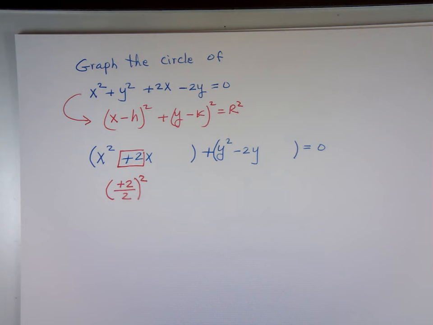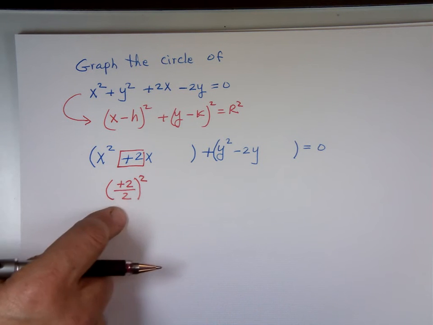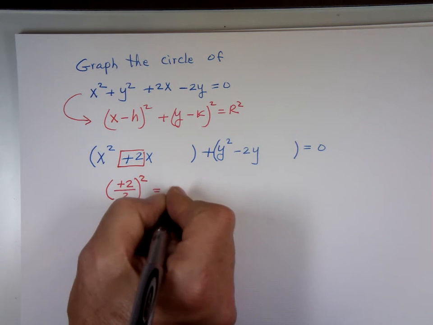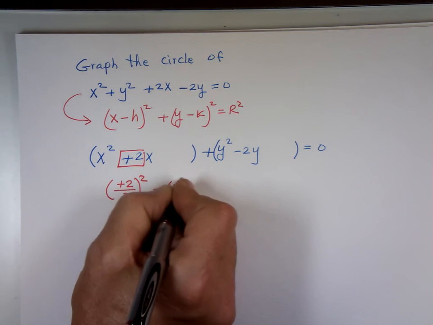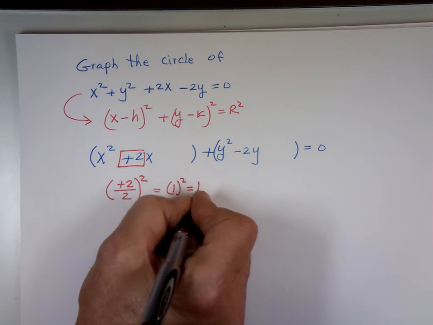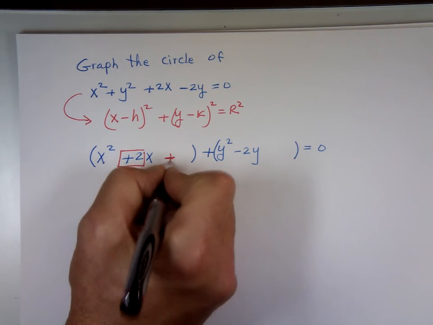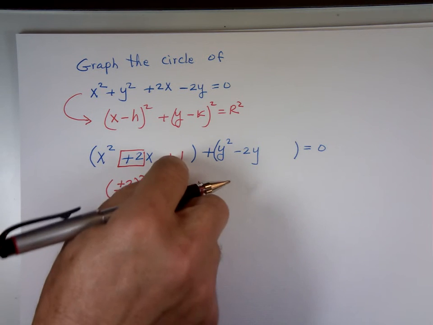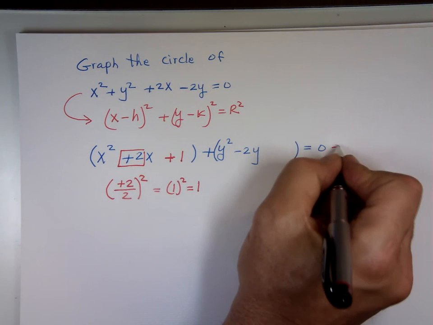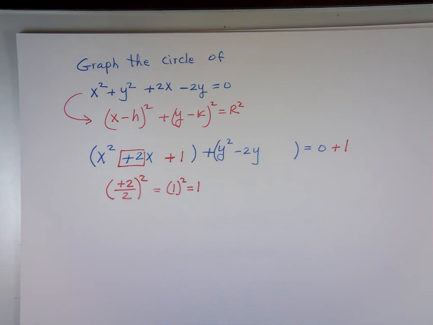What's 2 divided by 2? 1. Square it, which is what? 1. Let me add 1 to this side. And if you add 1 to this side, you better add 1 to that side. You have an equation. Whatever you do to one side, you have to do the same thing to the other side.